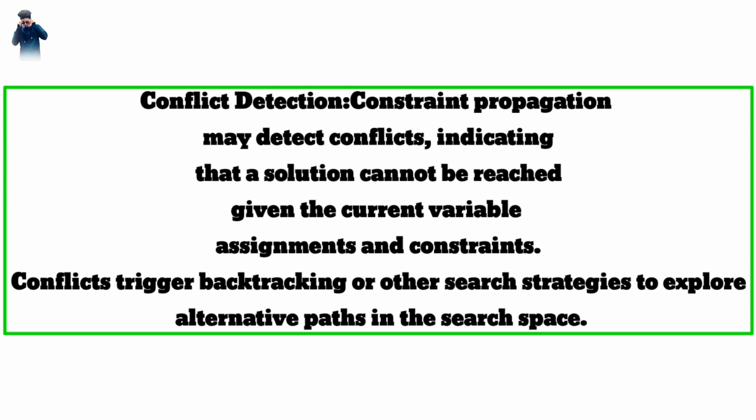4. Conflict detection. Constraint propagation may detect conflicts, indicating that a solution cannot be reached given the current variable assignments and constraints. Conflicts trigger backtracking or other search strategies to explore alternative paths in the search space.